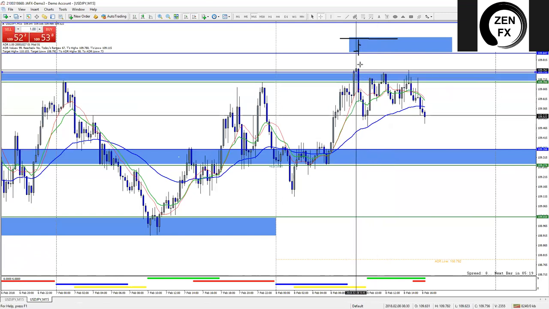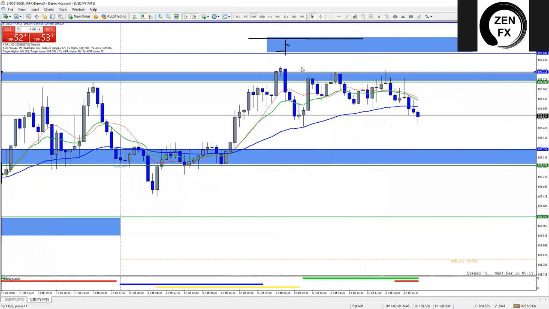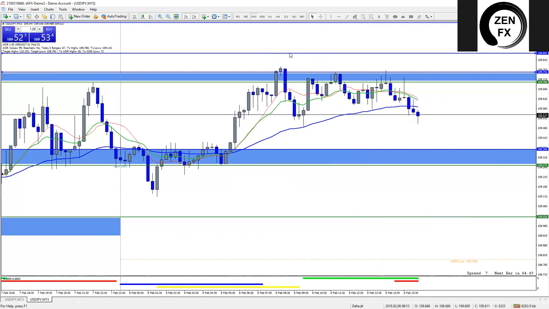So even though we have this small little spinning top up here, it's just kind of a false breakout. We can set that to the wayside. Not really relevant to us this morning. Kind of an anomaly, you could say. Sometimes we just have to let those anomalies go. But for the most part, price has been held back by this brick wall.